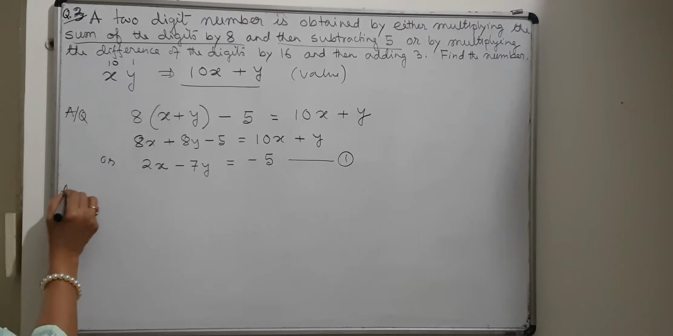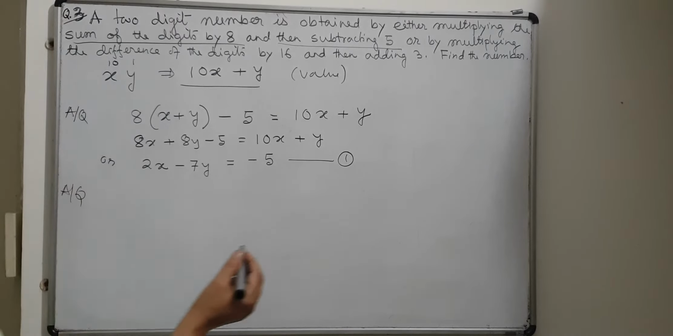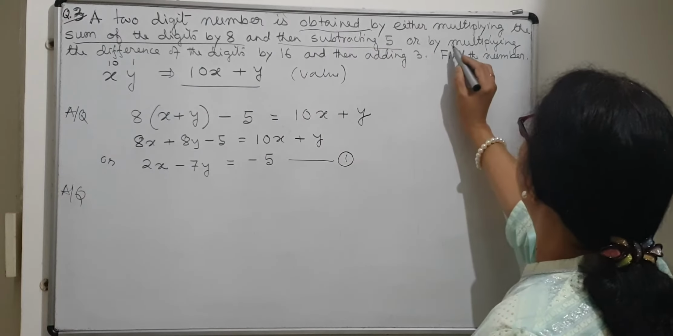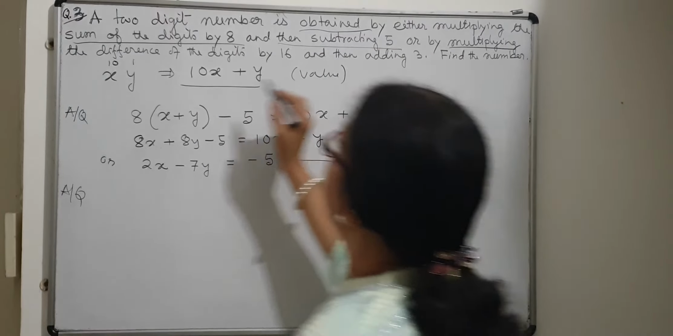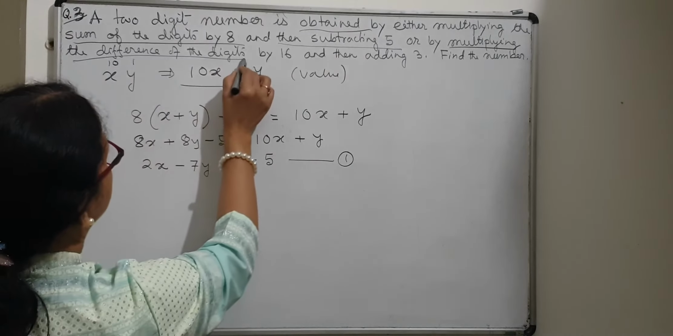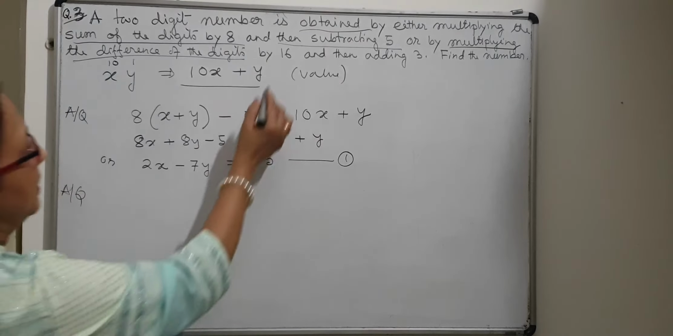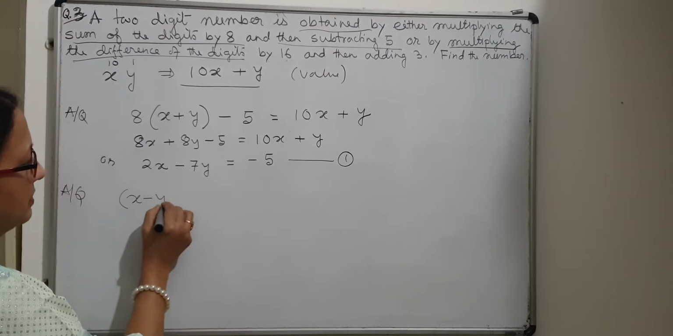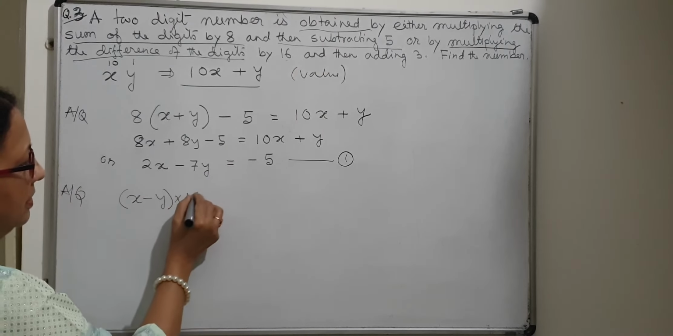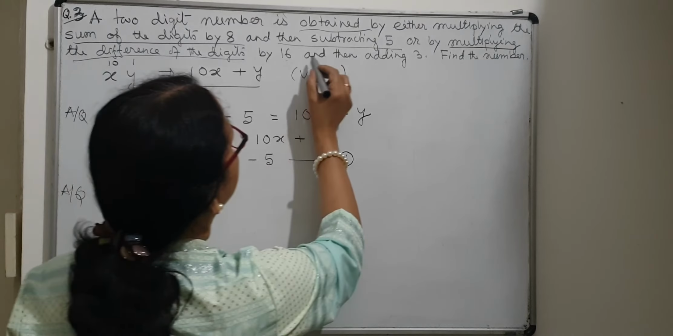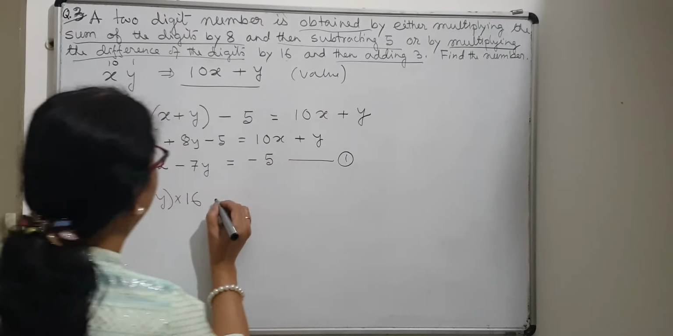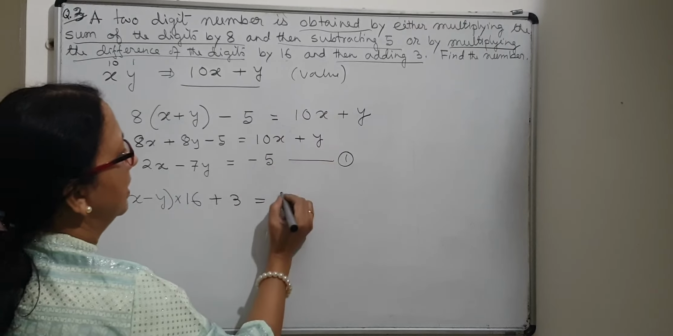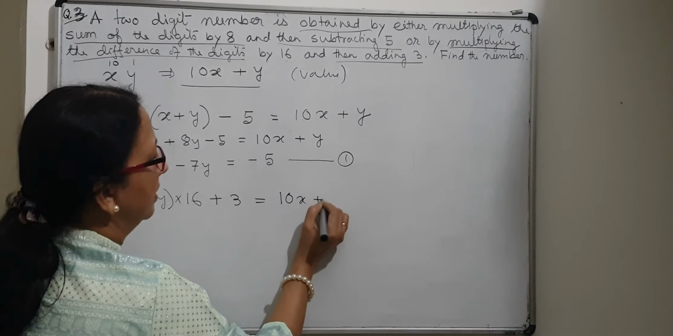Then also according to the question, let us come to the second condition, that is we can also get the number if we multiply the difference of the digits by 16. So I am multiplying the difference of the digits by 16, and then adding 3. So we will get the number, this number 10x plus y.